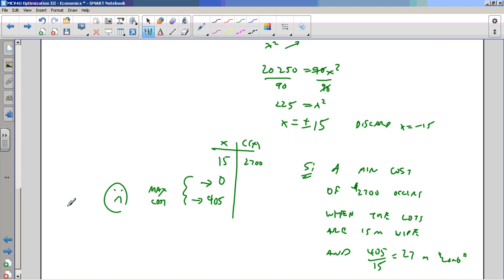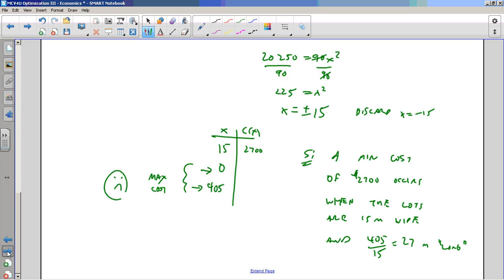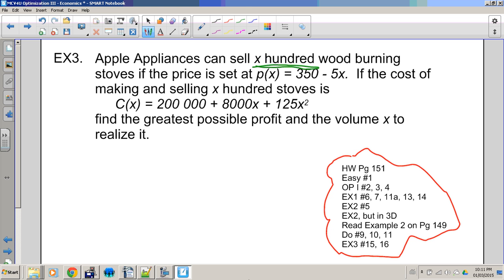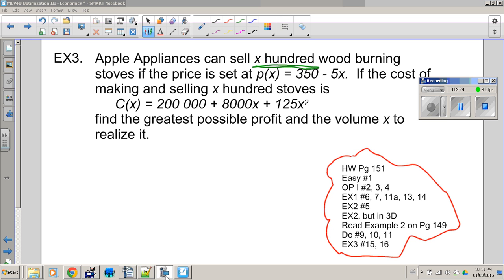Okay, dandy. We got one more example? We do. Oh, and this one looks okay, although there is some weirdness, I promise. Apple Appliances can sell X hundred wood-burning stoves. So this is what makes this one weird, is this X100. What's up with the X100? Second time here. You know what? I'm going to pick up example 3 in part 3.